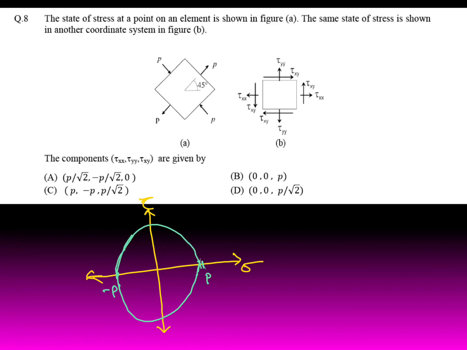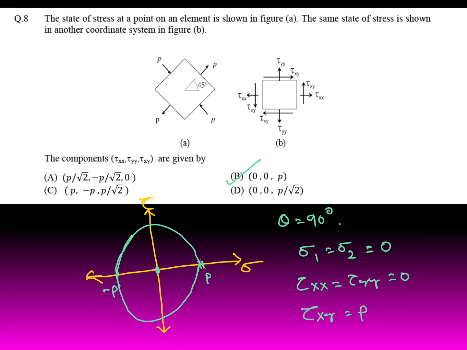In plane, theta is at 45 degrees. So in Mohr's circle it should be at 90 degrees. Theta is at 90 degrees in Mohr's circle. So we know sigma 1 and sigma 2, the major and minor principal stresses, both will become 0 at theta equal to 90 degrees. Here at this point, sigma 1 and sigma 2 both will become 0, and tau xx, tau yy both will become 0. Tau xy is P. So option B is your answer.